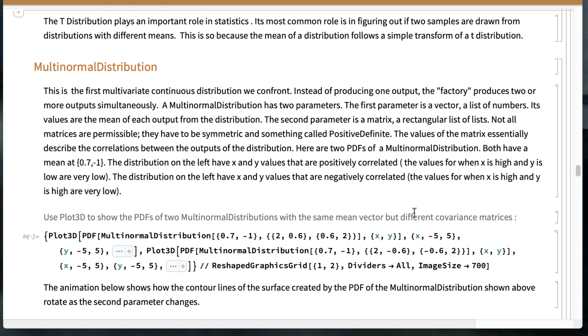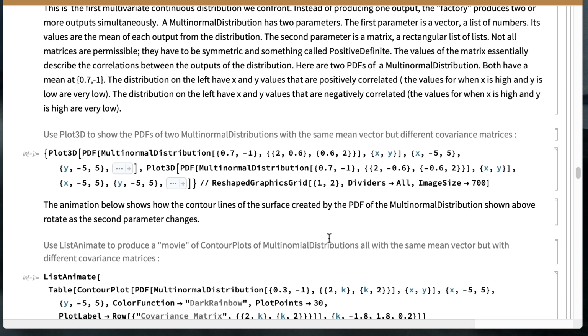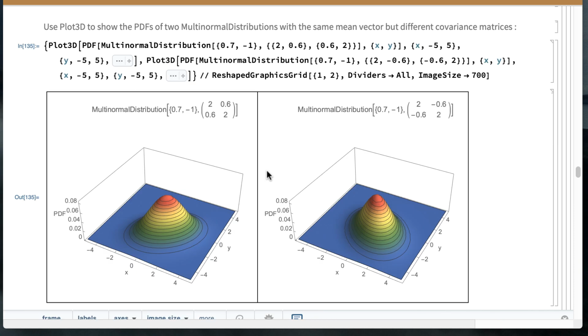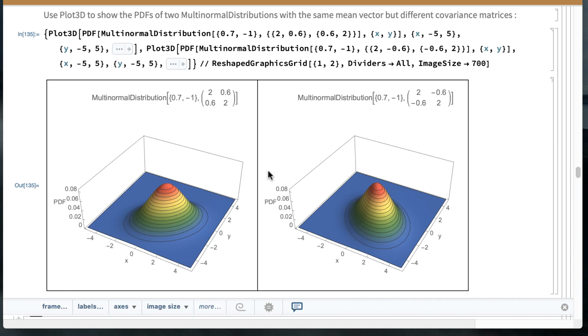But what I want to show you is this second parameter basically describes how the outputs relate to each other. They may not be completely independent. That is, knowing the x value may give you information on the likely distribution of the y value. So that's what you're being told essentially by that covariance matrix that forms the second parameter of the multinormal distribution.